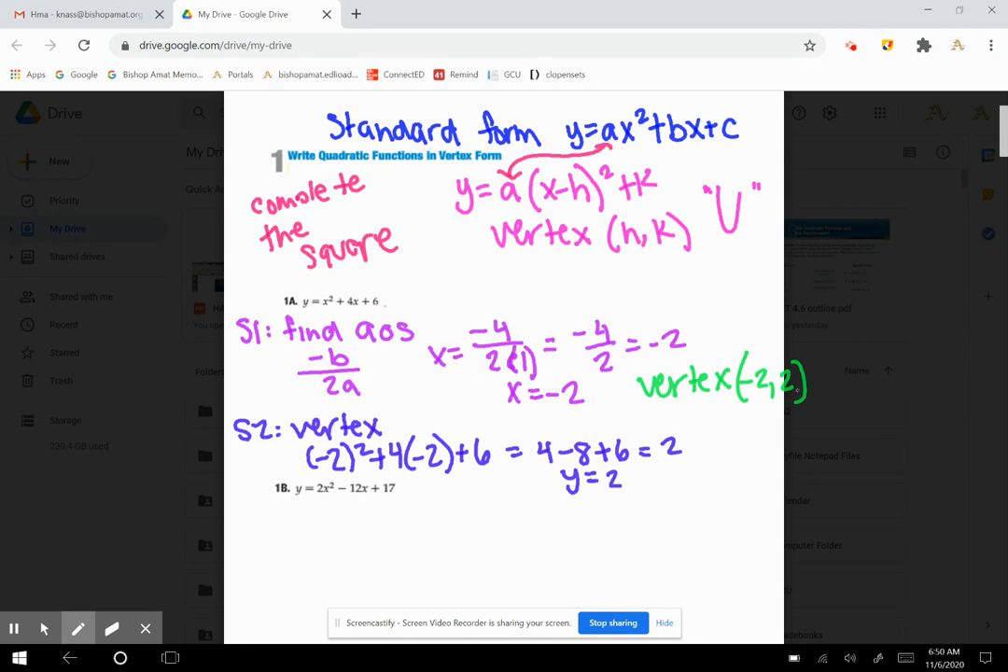And then we have our a. Remember, we need our a. From over here, our a is 1. So now we can write down vertex form. Here's our answer. Our answer is y equals a, 1, which you don't have to write, times x minus negative 2 squared plus 2. So let's clean that up. y equals x plus 2 squared plus 2.